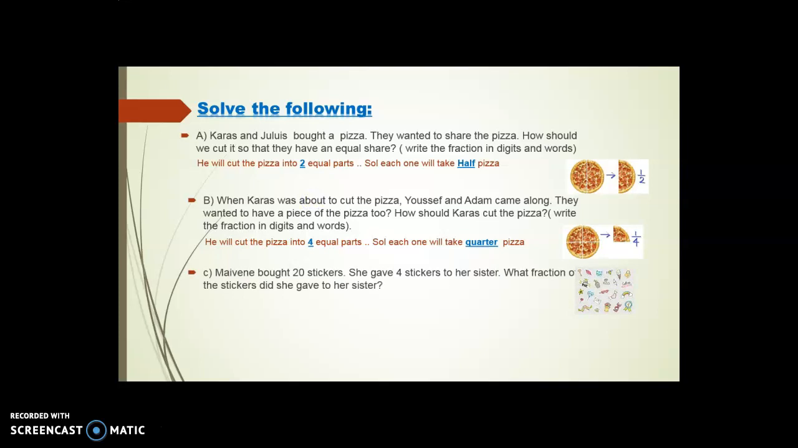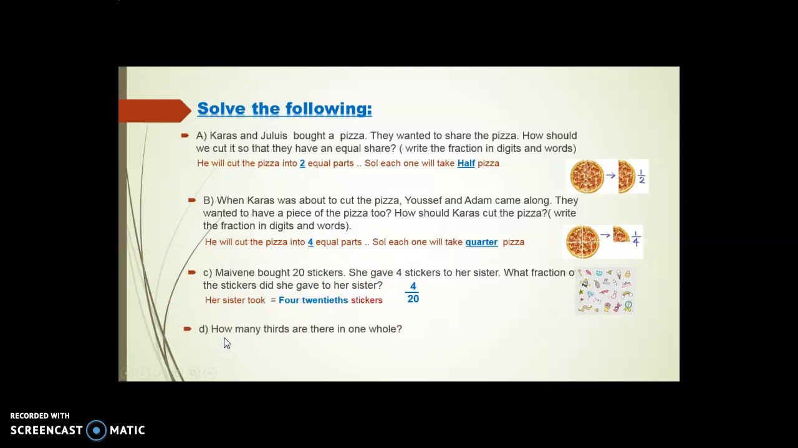Maiven bought 20 stickers. She gave 4 stickers to her sister. What fraction of the stickers did she give to her sister? Her sister took 4/20 of the stickers. 4/20.